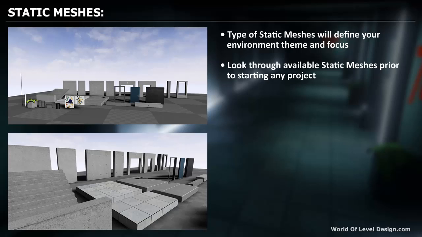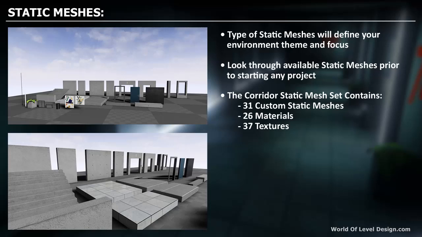So before you have an idea of what type of environment you want to create, you want to look through the available static meshes prior to starting any project, because the type of static meshes will determine what you can and cannot create. Unless you decide to create your own static meshes, which is a separate process and that will add a lot more time to your production schedule. You will be bounded to the type of static meshes that you have currently available to you.